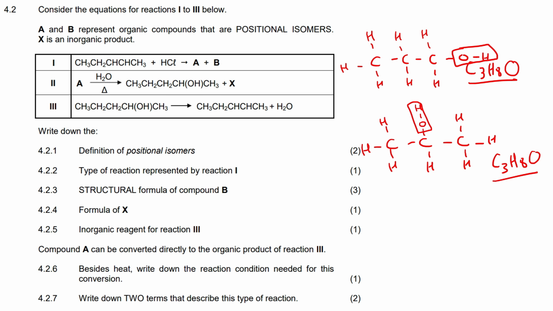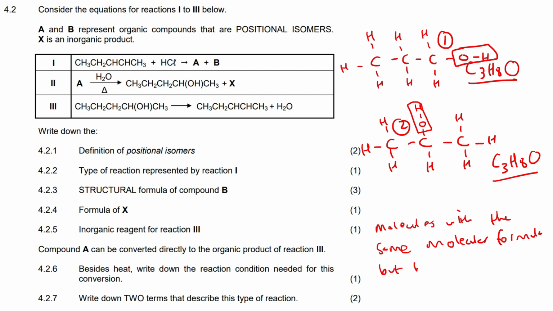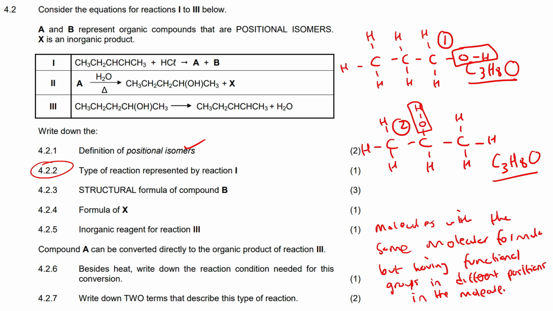It's the same type of molecule, like an alcohol and an alcohol, but the position of the functional group is on a different position. Okay, here it's on position number 1, here it's at position number 2. Okay, so if you had to define positional isomers, you would say that they are molecules with the same molecular formula, as we can see over here, for example, but having functional groups in different positions in the molecule. Okay, right. Now, this question, what is the type of reaction represented by number 1?